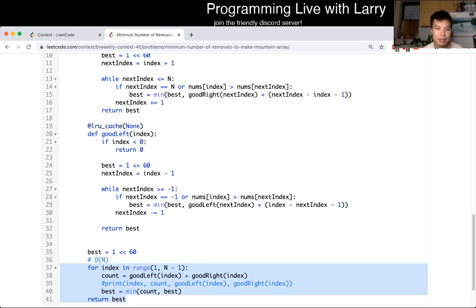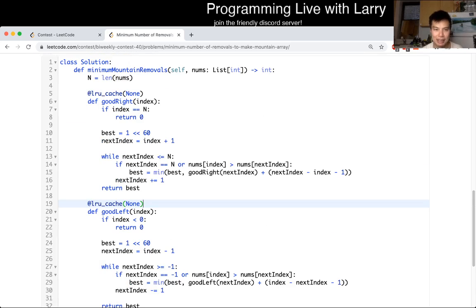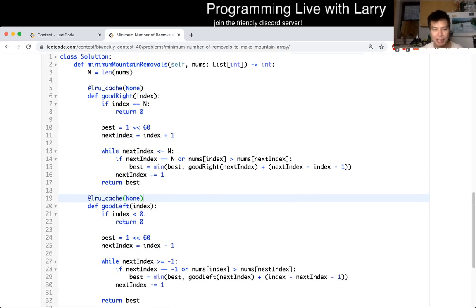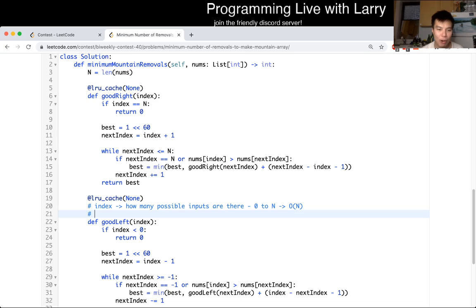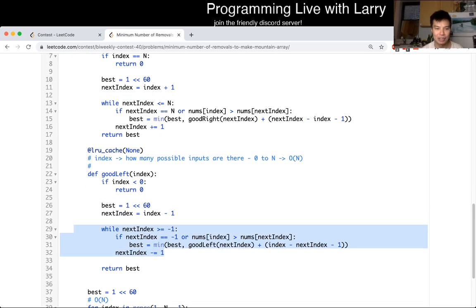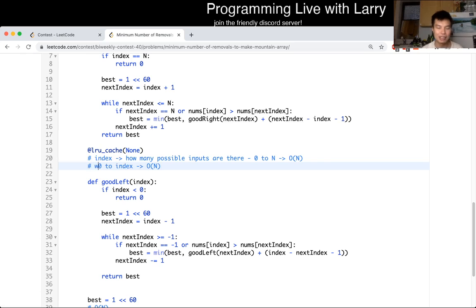In terms of good left, I'm just going to do one side because it's obviously the same on the other. We ask ourselves, how many possible inputs are there for index? The number of possible inputs is just from 0 to n, roughly speaking, so this is O of n. And how much work does each operation do? We do have a while loop also going from 0 to index, which is roughly O of n. So each one does O of n work.